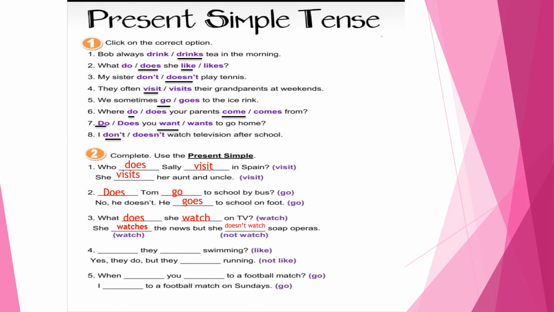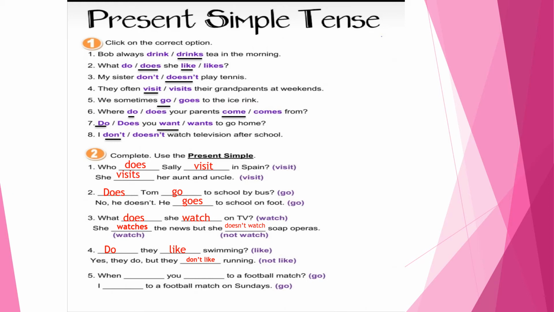Number 4, do they like swimming? And you have to use the verb like. Okay, and you have the pronoun they, so you have to use do they like swimming, because your verb after do or does must be an infinitive or as it is. The answer is yes, they do, but they don't like running. So here you need to put your verb in negative form, so it will be but they don't like running.